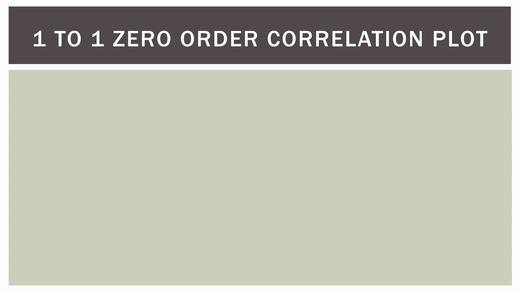So first, 1-to-1, what's called zero-order correlations. When you do a basic correlation with a data set, and you're looking at variable Y to variable Z, or whatever it is, just a 1-to-1 correlation, that's called a zero-order correlation. So you might see that in a textbook or something you read.